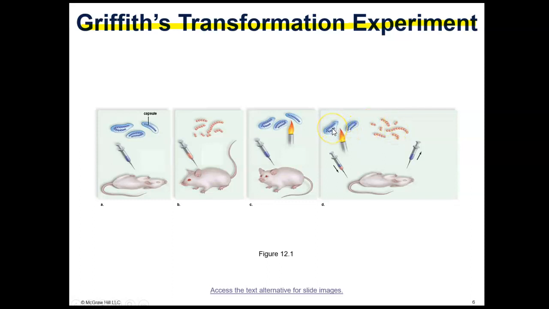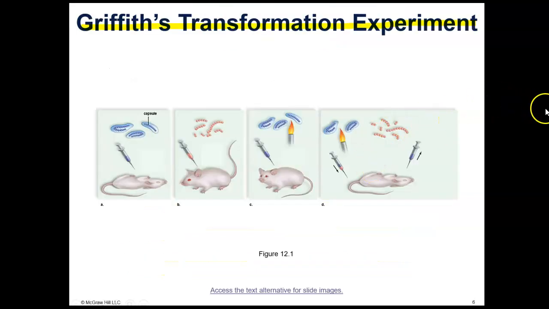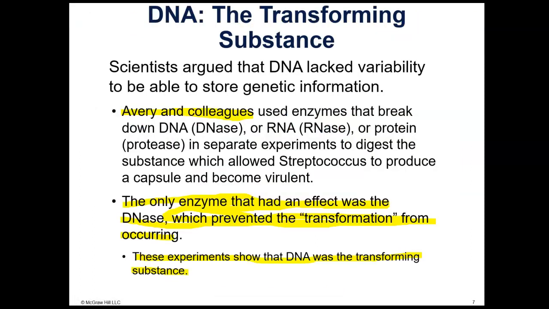So the DNA from the heat-killed S strain entered into the R strain, and the R strain bacteria that didn't kill the mice now killed the mice. So that was a hint that DNA, that was the transformation. Transformation is when DNA enters live bacteria from dead bacteria. So this is what Frederick Griffith discovered.